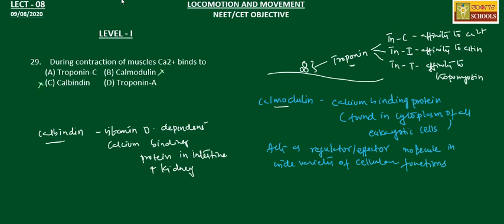Then coming to troponin A, we don't have this. Then it is troponin C, which, as I mentioned, has affinity to calcium ions. So the answer for this one is troponin C.